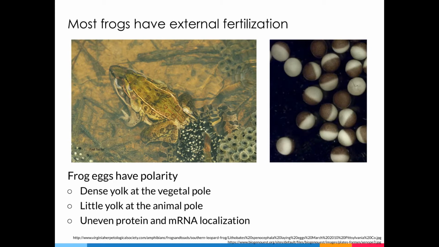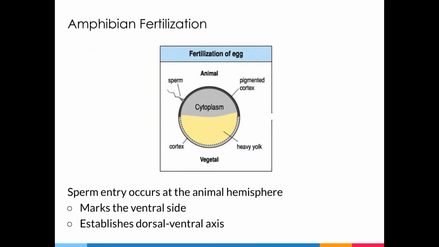Frog eggs have a distinct polarity before fertilization, with the vegetal pole having dense yolk and the animal pole having little yolk. In some species, the two poles also have a different pigmentation, so that the animal pole, as you can see here, appears pigmented. Another important difference between the animal and the vegetal poles is the uneven localization of proteins and mRNAs, as we'll see later.